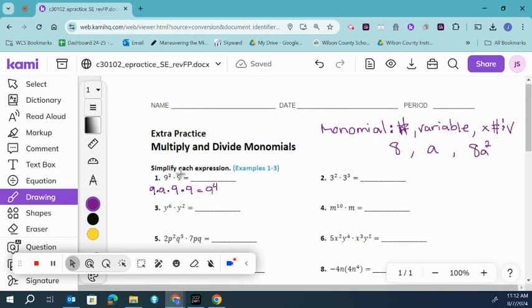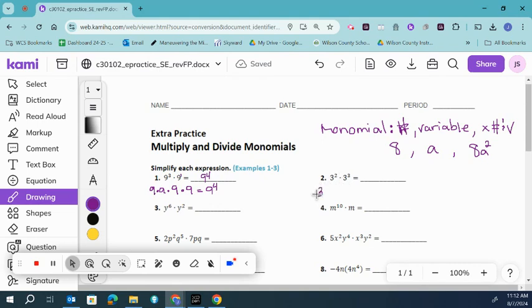Recognize I have an imaginary 1 as my exponent here. What's happening to these two exponents here, the 3 and the 1? Well, if you add them together, you get 4. Your base stays the same. 3 plus 1 is 4. Let's check and see if that same process works on the next one.